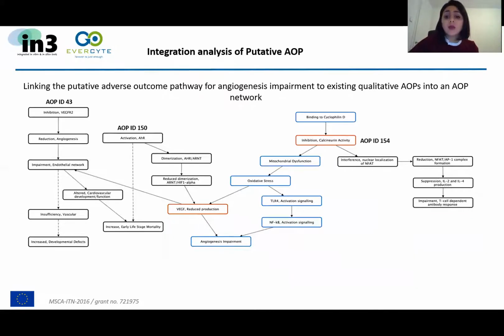But my colleague Nicoletta also did an integration analysis of this putative AOP, and she tried to find a link between this adverse outcome pathway for angiogenesis impairment and existing qualitative AOPs in the AOP network, and she searched in AOP-Wiki for that. As you can see here, in the left part we have a developmental deficiency, and these are the two AOPs about it, which come to VEGF, and this comes to, for example, reduced dimerization. And in the right part, we see an immune response deficiency, and as we can see here, we were lucky to be able to link our AOP into these two available AOPs in AOP-Wiki.